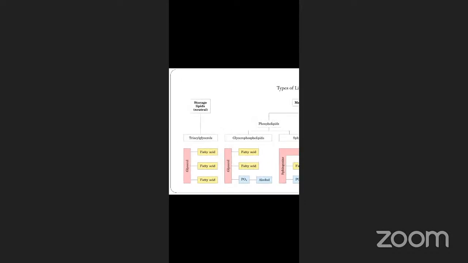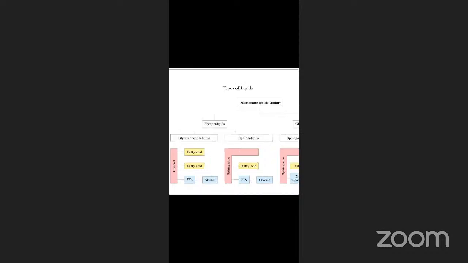Now we will look into the classification of the lipids. Mainly lipids are of two types: storage lipids and membrane lipids. First we will see the storage lipids. They are triacylglycerols. The name itself, tri means 3, acylglycerols. To the glycerol molecule, there are 3 fatty acid chains which are linked. Okay, these triacylglycerols are usually storage lipids. Their function is to store the energy.